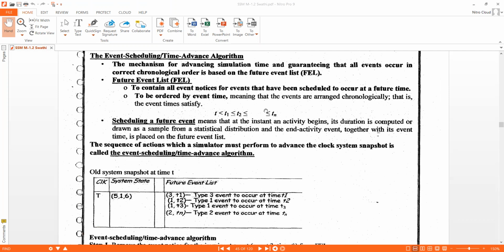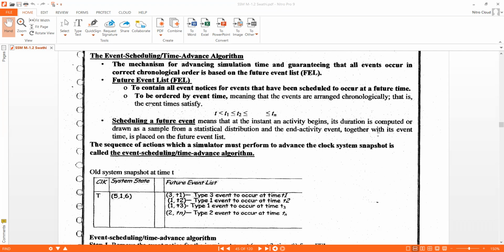Okay, event scheduling and time advance algorithm. The mechanism for advancing simulation time and guaranteeing that all the events occur in correct chronological order is based on the future event list. Okay, and here, what is the future event list?